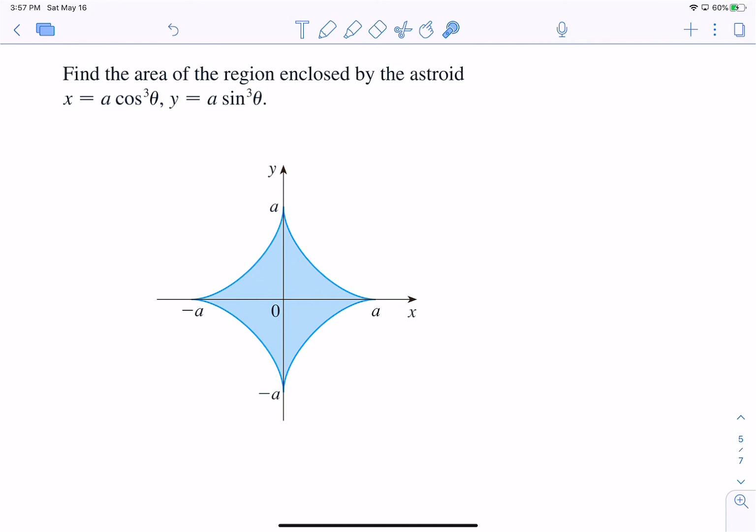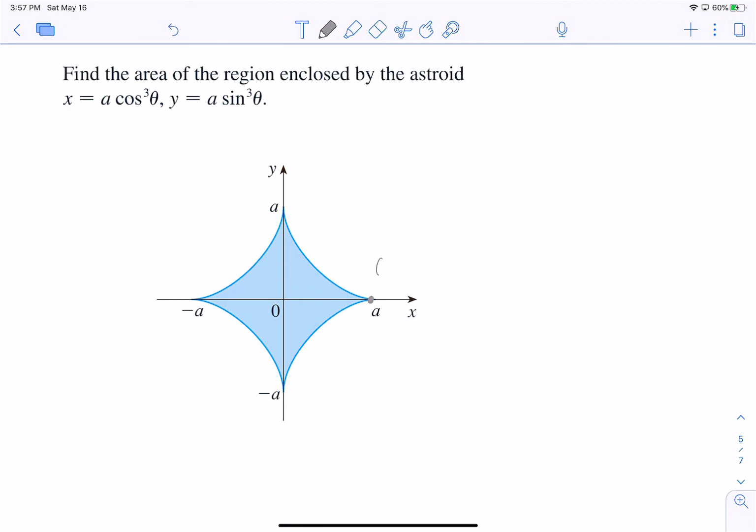Here we're given a diagram of an asteroid with equations x equals a cosine cubed of theta, y equals a sine cubed of theta. We see that its maximum distance from the origin is a. That's because when the cosine and sine have their maximum, x and y become a, right? But let's just go ahead and articulate some things here.